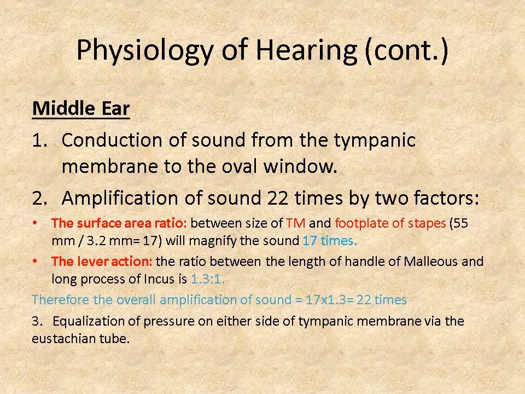The second factor is the lever action of the ossicles. The lever action is also the ratio between the length of the handle of malleus and the long process of incus. So the overall amplification is the multiplication of the 17 times from the surface area ratio and the 1.3 from the lever action of the ossicles, and we get 22 times amplification inside the middle ear.